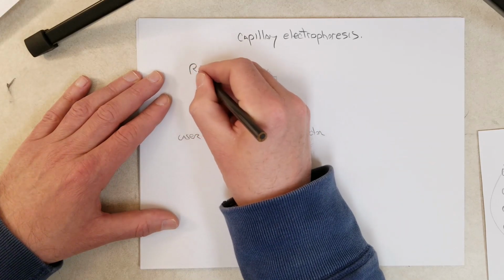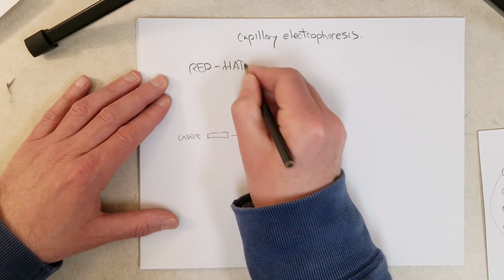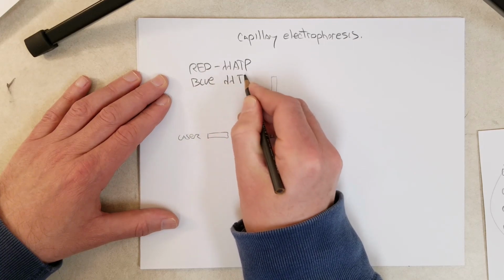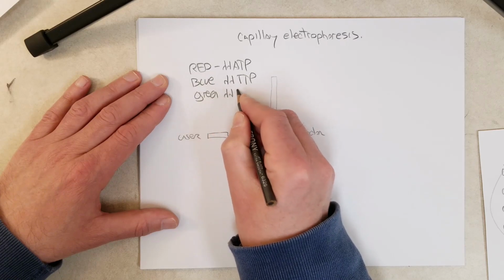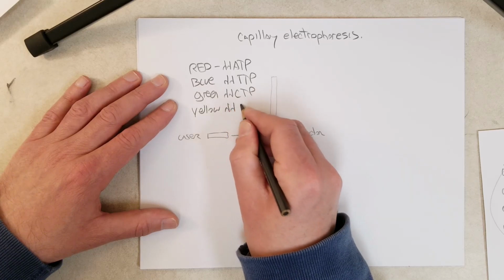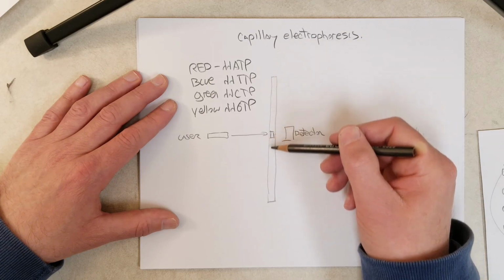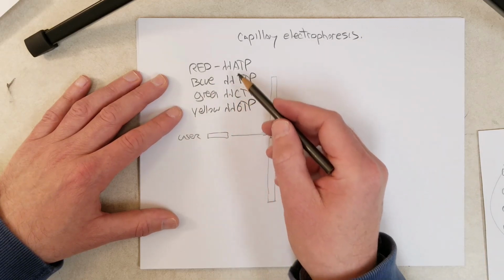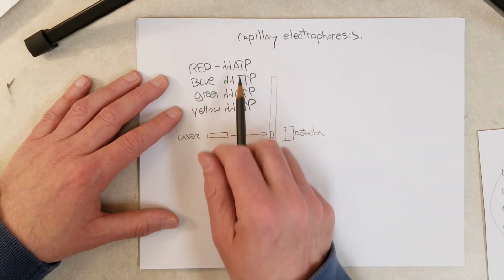And so just like in the previous example, we'll use red for ddATP, blue for ddTTP, green, and yellow for ddGTP. So when the DNA molecules come through, now they've all been terminated by a different dideoxyribonucleotide, and they'll glow a certain color depending on what dideoxynucleotide they were terminated with.